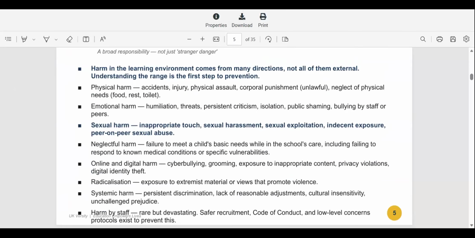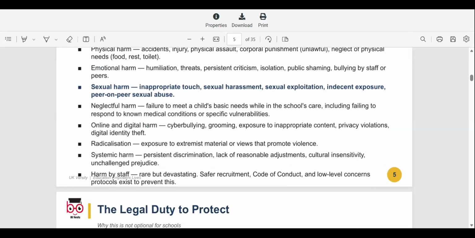So you've got the physical harm, which is hitting, shaking, or any sort of corporal punishment. You've got emotional harm, which is humiliation, and sexual harm, which is inappropriate touching or grooming or anything like that. Neglect, failing to meet the basic needs of the child, their medical needs, or failing to feed the child as well. Online digital harm, cyberbullying, radicalization, exposure to any sort of extremist material, systematic harm, lack of reasonable adjustments, and harm by staff as well, them not following the code of conduct and things like that.